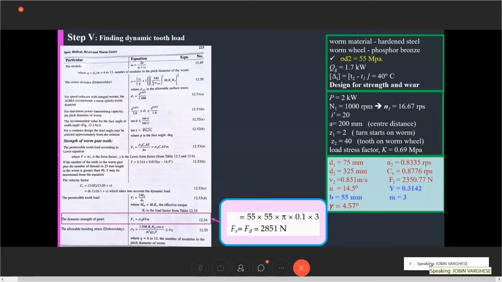The next one is the dynamic tooth load, and dynamic tooth load is represented here as Fs equal to sigma d b y m. I think all the parameters are already given here in the sigma d. For this one is given, and it's for B. We have calculated B, and Y, and calculated M. Everything is calculated. So finally we can calculate the dynamic load.